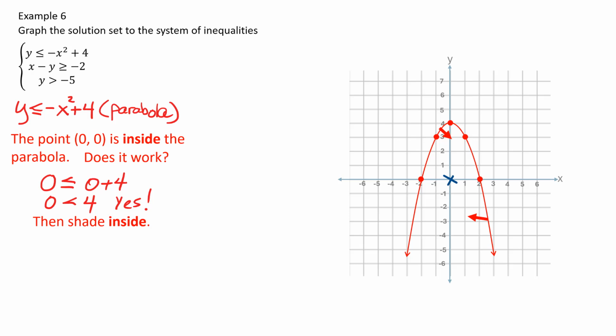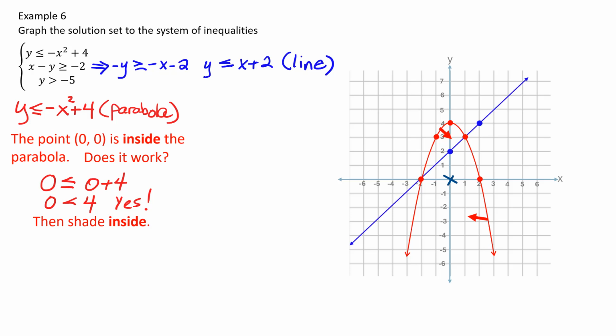Let's look at the second inequality, which is a line. So negative y is greater than or equal to negative x minus 2. And if we multiply by negative 1, we flip the sign and we have y is less than or equal to x plus 2. And that line has a y-intercept of 2 and a slope of 1. So it looks like this. And now we need to decide if we need to shade above or below that line.